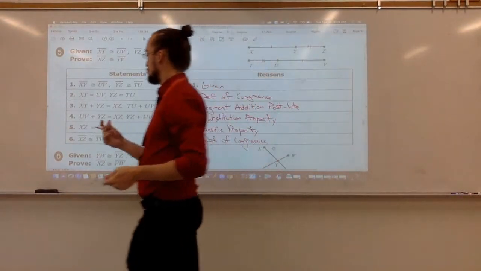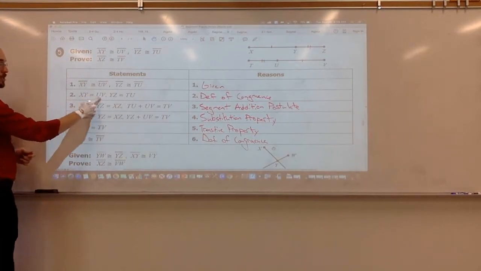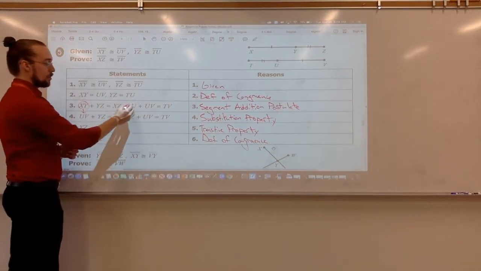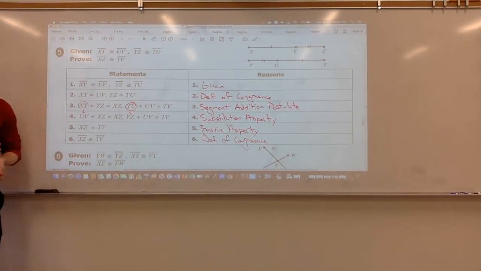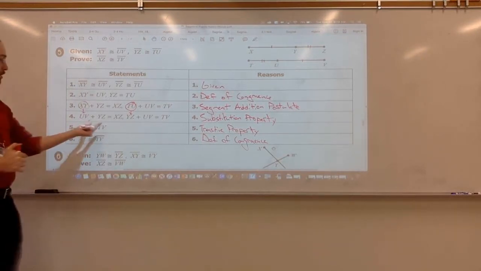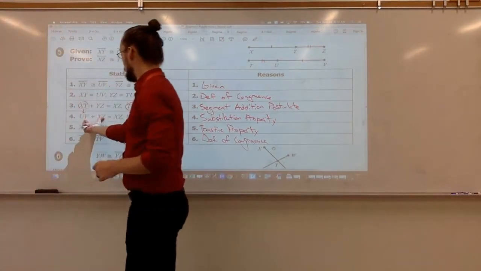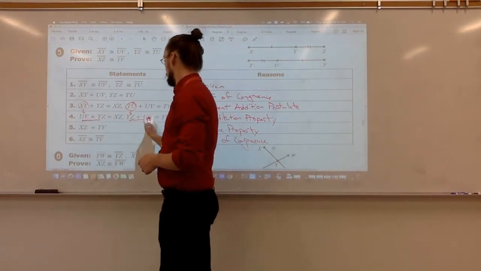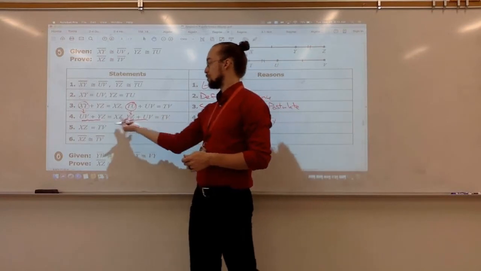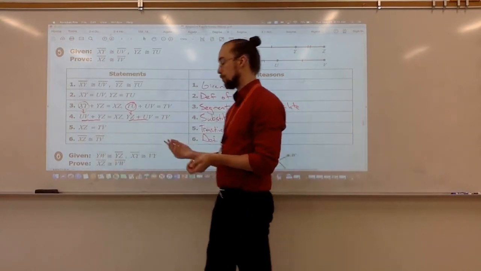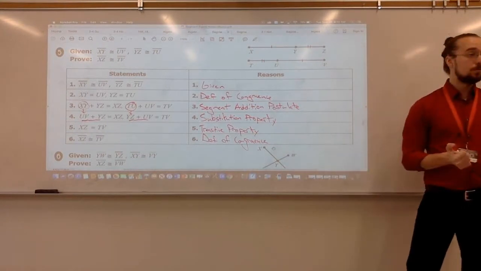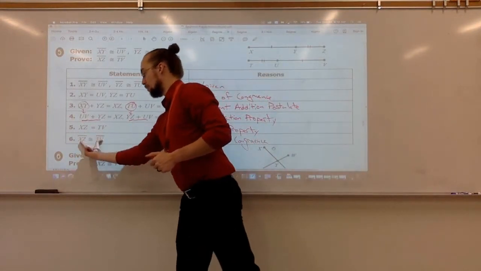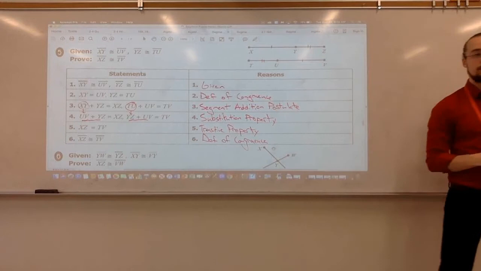Then they used substitution, right? Since I know that XY is equal to UV, they just substituted that right here. And since I know YZ and TU are equal, they substituted that right here. Then they said, well, if I know that UV plus YZ, same thing right here, those are equal to XZ and TV. So if those two things are equal to the same thing, they're equal to each other. So that's transitive, or you could have used substitution there. Both would work for number 5. Then, if those lengths are equal, segments are congruent. Definition of congruence.